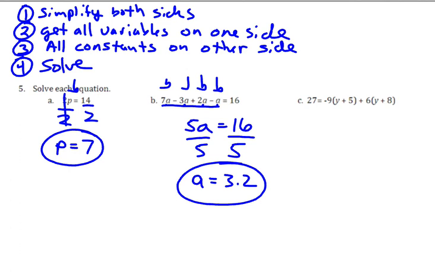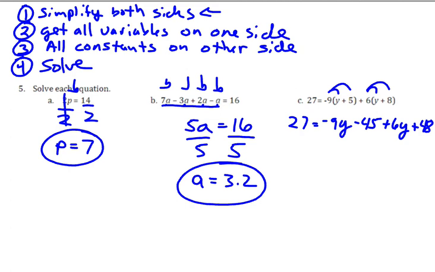Simplify both sides and then go from there. So hit pause. And now I will finish it. We're going to simplify here, get rid of the parentheses. So I'm going to distribute this -9 first. 27 equals -45y. Whoa, whoa, whoa. 27 equals -9 times y is just -9y. Sorry about that. -9 times the 5 is -45. 6 times y is 6y. And 6 times 8 is +48 over there. We're not done simplifying.